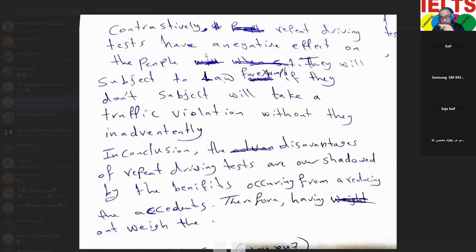A is a word. Yes. A negative effect on the people. They will subject to law. For example, you don't write abbreviations. You need to write in full form. In a full form. Okay. Do not.